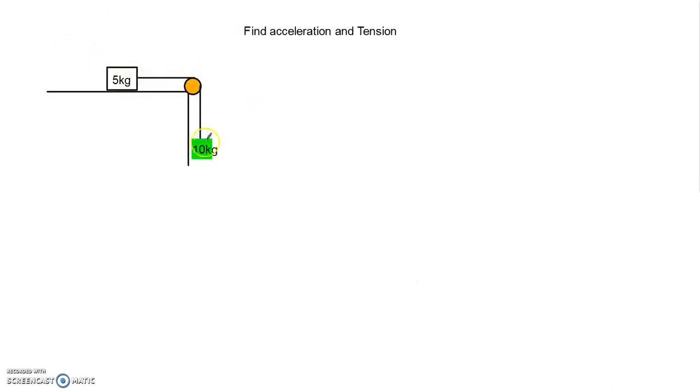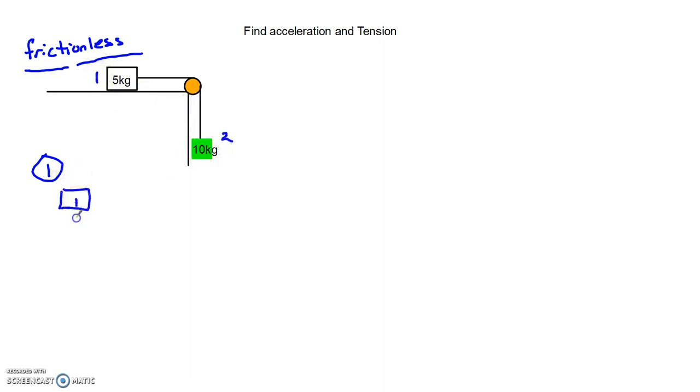Kind of a combined problem, something hanging, something sliding on the table. And again, we're going to assume that it's frictionless. I should have put that in the problem, but it's frictionless. Free body diagrams, our first step. We're going to call this object 1 and this object 2.